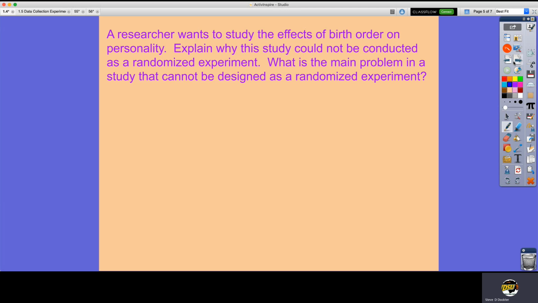So take a look at this one. We have a researcher that wants to study the effects of birth order on personality. Explain why this study could not be conducted as a randomized experiment. Why is it going to be hard to conduct this as completely random?